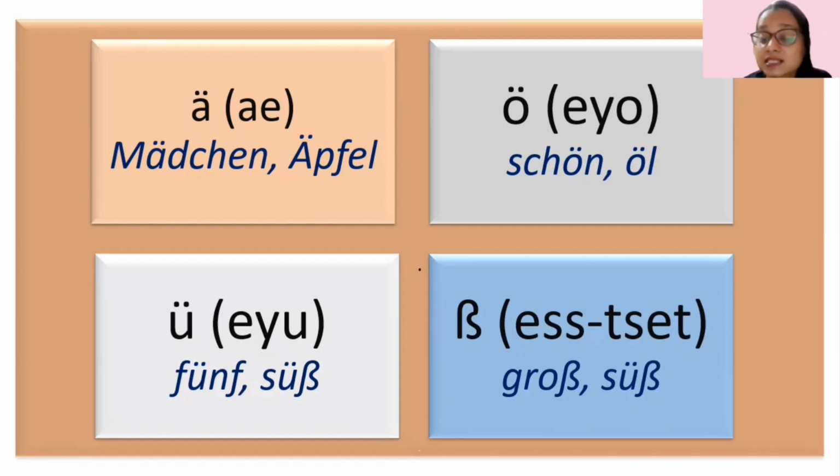And the last is Eszett. The sound will be double S. Let's see. Groß. Groß, which means big. And again, süß. Right, great. Let's move further.